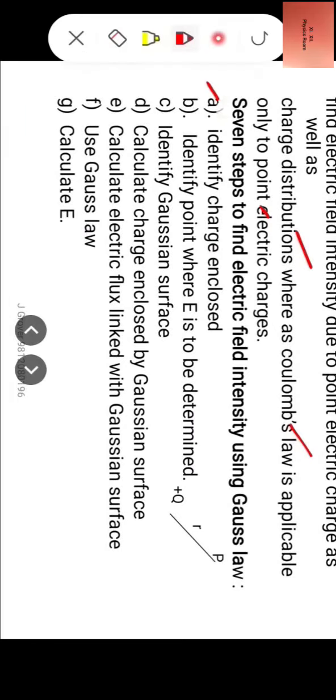A, identify charge enclosed. B, identify point where electric field is to be determined. C, identify Gaussian surface. D, calculate charge enclosed by Gaussian surface. E, calculate electric flux linked with Gaussian surface. F, use Gauss law. G, calculate electric field intensity.